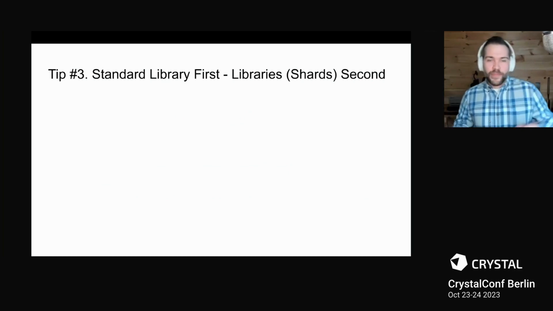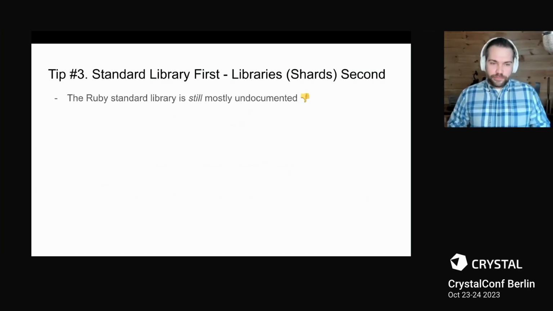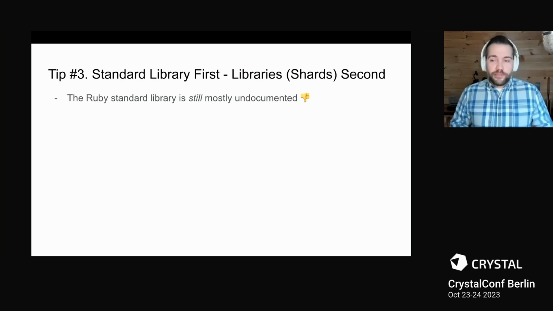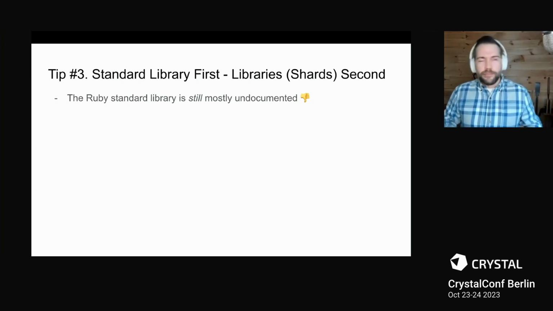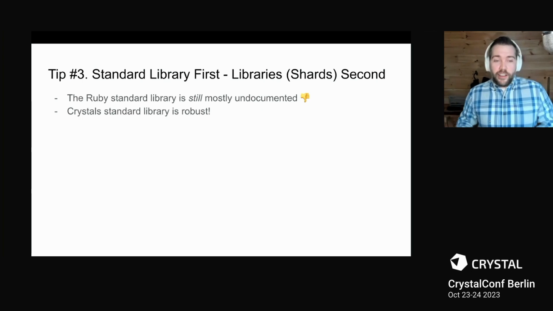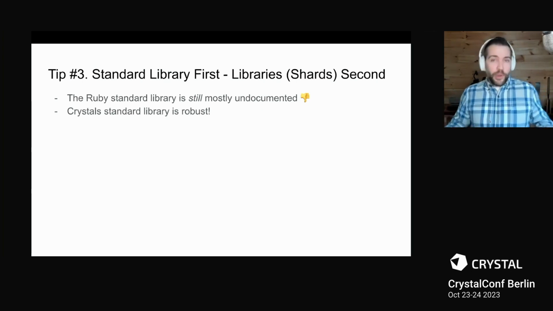All right, number 3, standard library first. Ruby standard library is almost completely undocumented. More than half of it is still undocumented, depending on how you define documentation, but for the most part, it's quite the mystery. However, Crystal's standard library is robust.